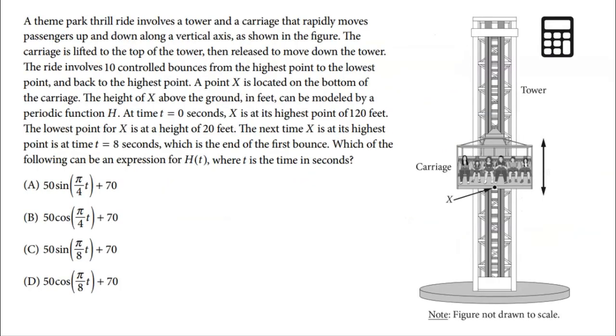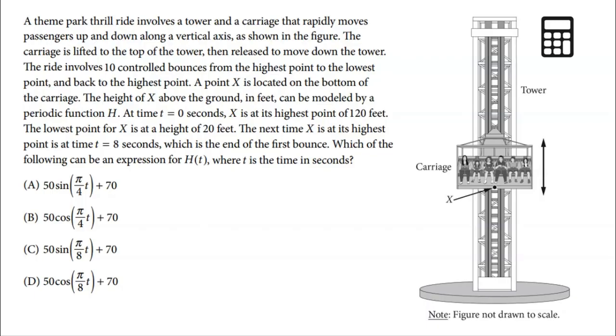All right, this last one is another calculator-based problem, but I actually think you should be able to do it without a calculator. A theme park thrill ride involves a tower and a carriage that rapidly moves passengers up and down along a vertical axis as shown in the figure. The carriage is lifted to the top of the tower, then released to move back down and so forth. The ride involves 10 controlled bounces from the highest point to the lowest point and back to the highest point.